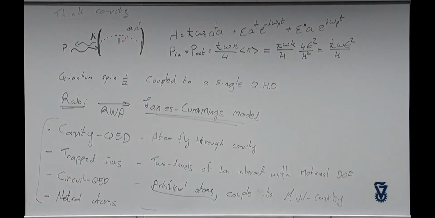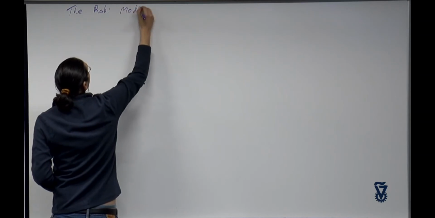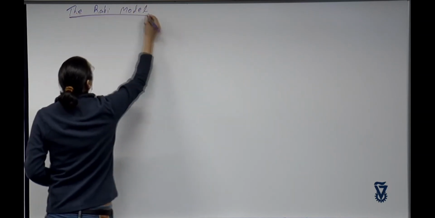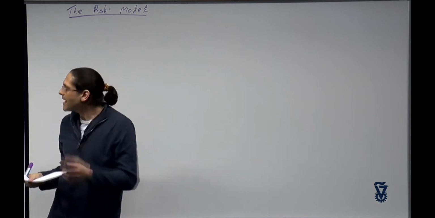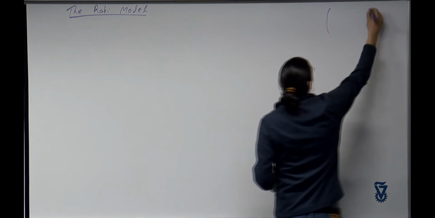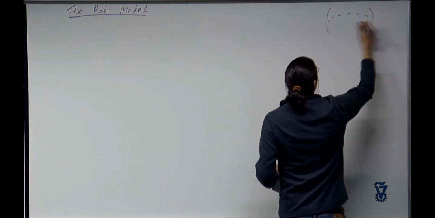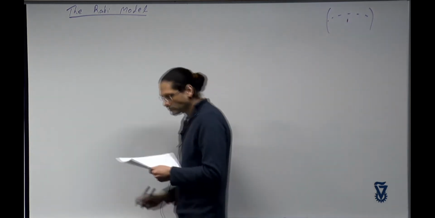Okay, so this is the Rabi model, and this is the model you would construct if you just sat down to think about the system. Here, this is our system. We have our harmonic oscillator, and here we have our little dipole.